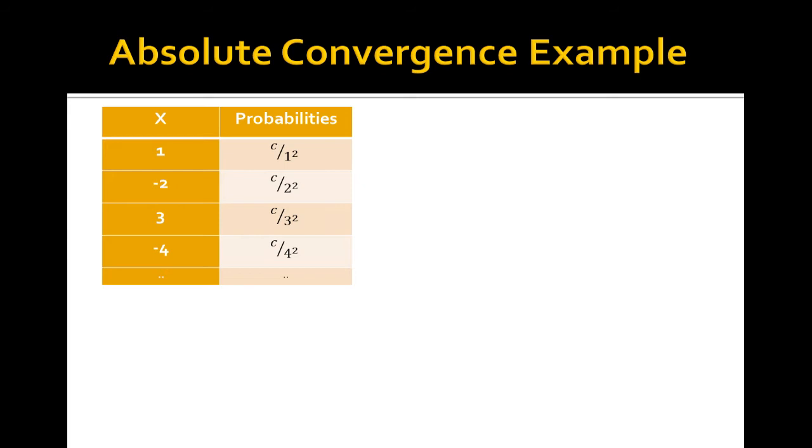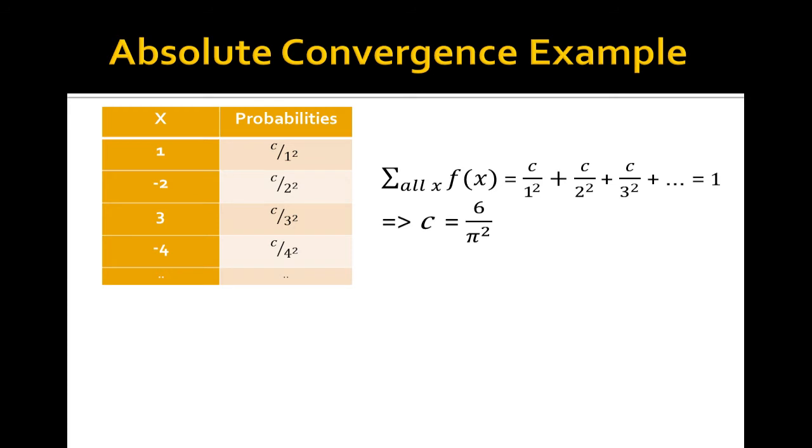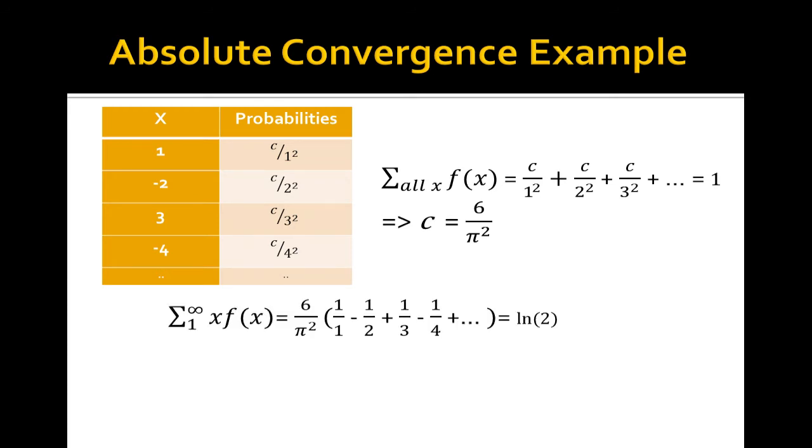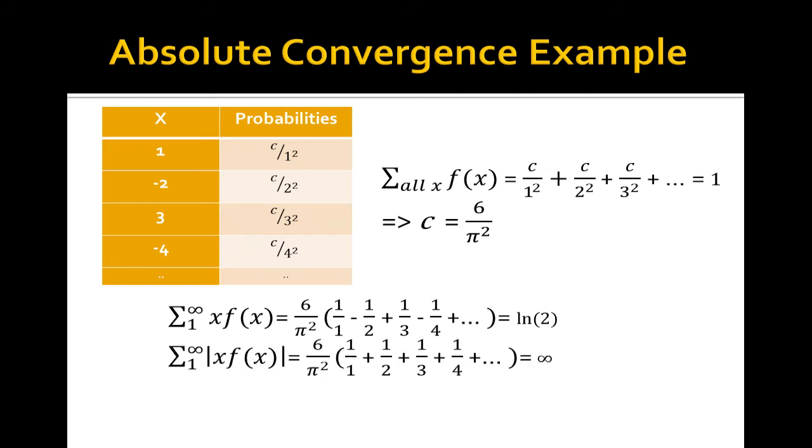Correct. For example, let X be a random variable that takes values 1, -2, 3, -4, and so on, which has respective probabilities c over 1 squared, c over 2 squared, c over 3 squared, and so on. Note that c is a number such that the probabilities sum up to 1. If we didn't have this rule, then we would expect the sum of x times f of x to be ln 2. However, since the summation of the absolute value of x times f of x doesn't converge, then the expected value doesn't actually exist.